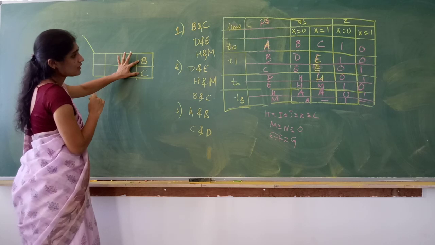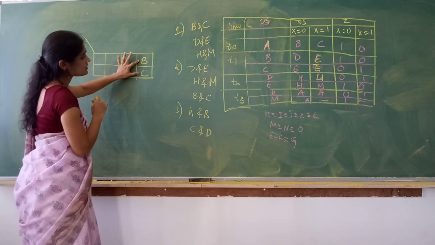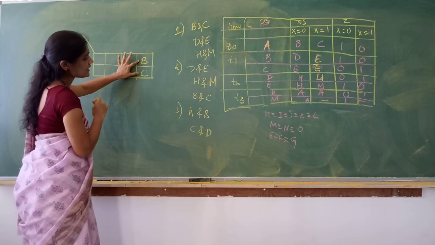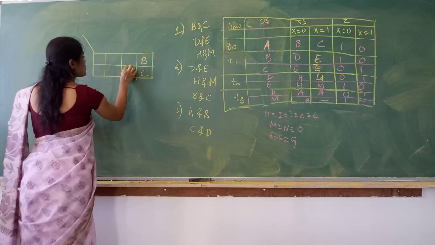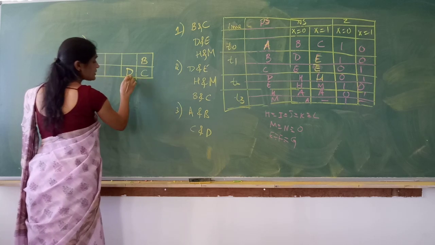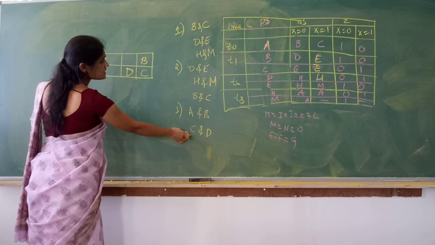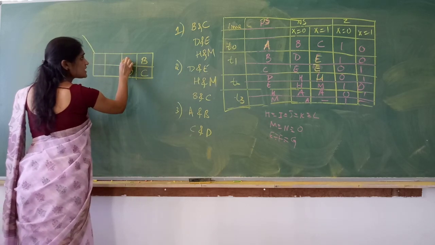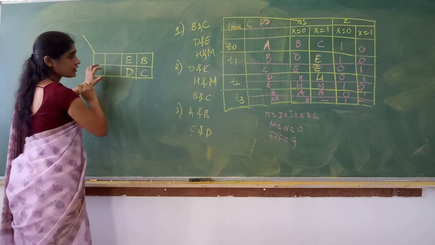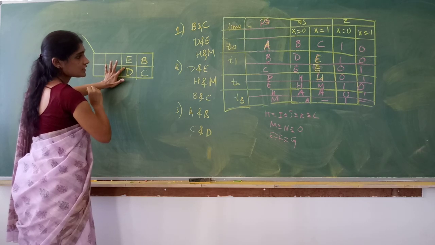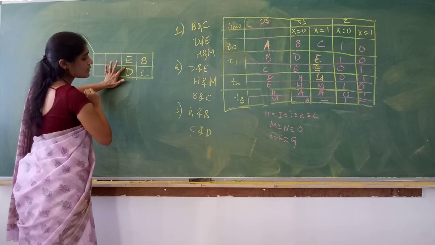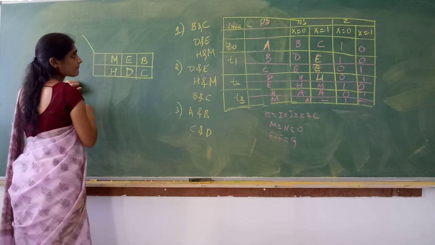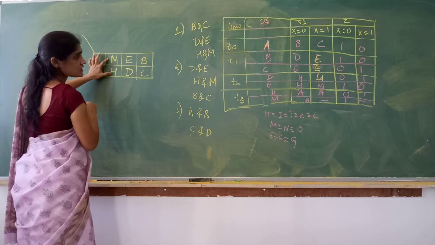Next, C and D should be adjacent, so I'll write D here. Next, D and E should be adjacent. Temporarily I write D and E adjacent. Next, H and M should be adjacent. So if I write H here, H and M are adjacent.